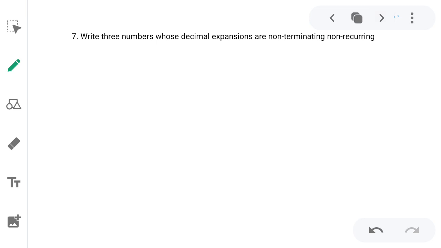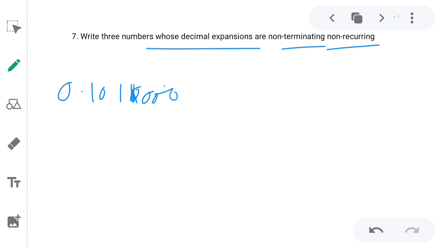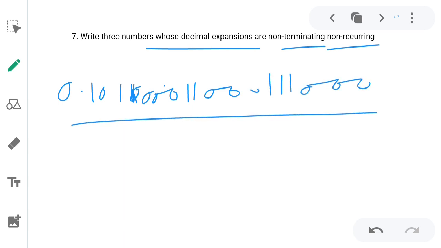The next question is, write 3 numbers whose decimal expansions are non-terminating and non-recurring. It means they are asking us to write irrational numbers. So we can write 0.10110100110. It means there is no pattern in writing this. There is no number which is repeating itself, and this is unending too. So these are numbers without any pattern. There is not a single block which is repeating itself. So these numbers are called non-terminating and non-recurring.